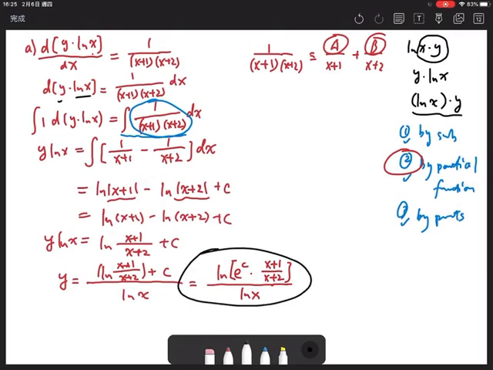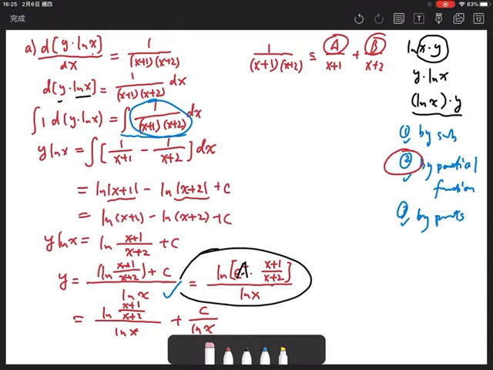You may not write the answer in this way. And this is a constant in your textbook. So I think you may just write the answer like this. Keep your answer, keep the pattern as this one, or maybe you can also write the answer as ln of x plus 1 over x plus 2 over ln x plus c over ln x. Okay, so this is question A.